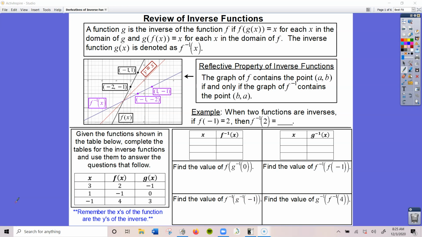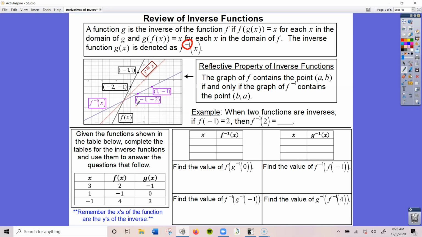Additionally, the actual definition of an inverse function is when you have your function and the inverse, and if you find their compositions, you get x. So if you do f of g of x, you get x, and if you do g of f of x, you also get x. That would mean that f and g would be inverses. Now this is the notation for an inverse. You have f, and then this little exponent here of -1 indicates that it is the inverse of f.